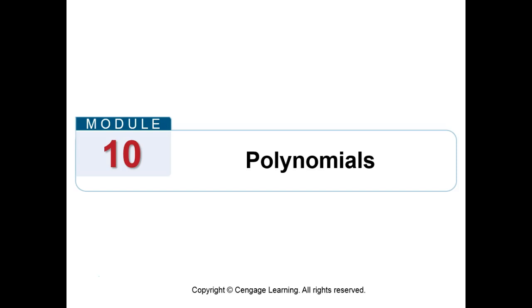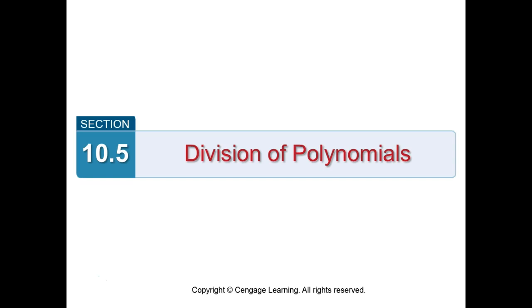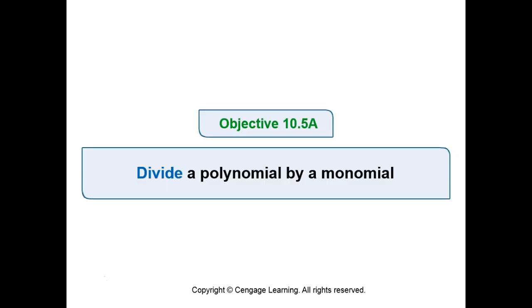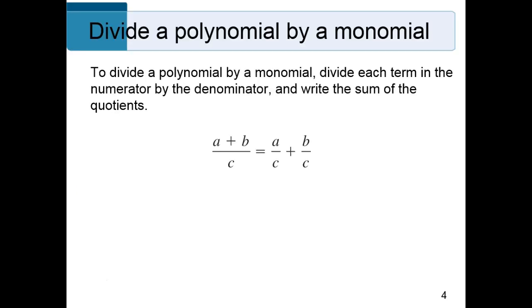And we still have Module 10, polynomials. I'm glad they repeated that slide. And 10.5, division of polynomials, which we've sort of already been doing as long as they were small monomials. Now we're going to divide a polynomial by a monomial. That'll be 10.5a. Guess what? 10.5b is going to be dividing by a polynomial. So let's see how we divide by a monomial.